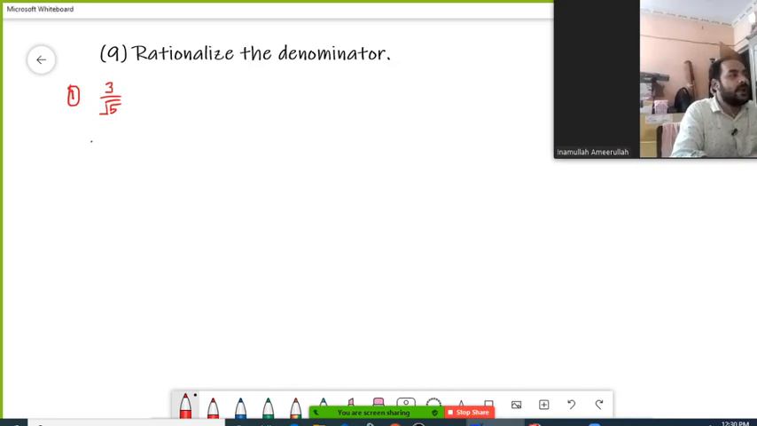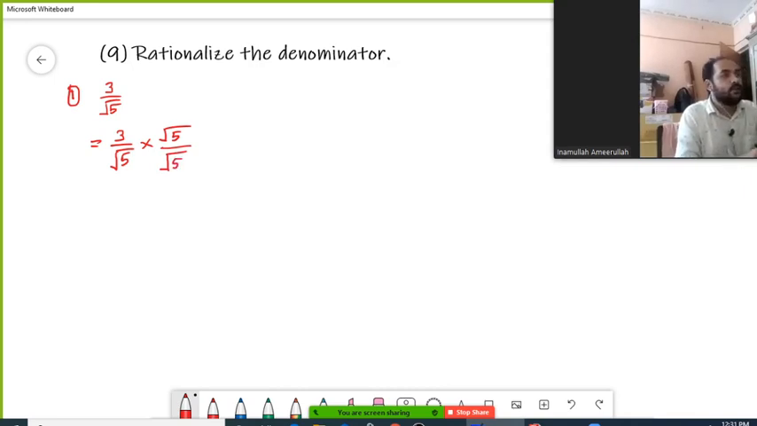So what I'll do, I'll simply write my 3 upon root 5. This is the given question. And I'll multiply the same denominator in the numerator, root 5. The denominator is root 5. So I'll multiply root 5 in the numerator as well as in the denominator, like this.